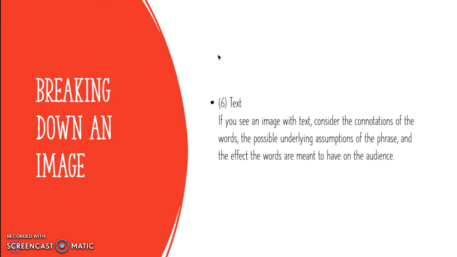6, the text. If you see an image with text, consider the connotations of the words, the possible underlying assumptions of the phrase, and the effect the words are meant to have on the audience. So maybe ask yourself, if there's a phrase on an advertisement, why did the person who created this advertisement choose these particular words or choose this particular phrase? Does it make you feel a certain way?